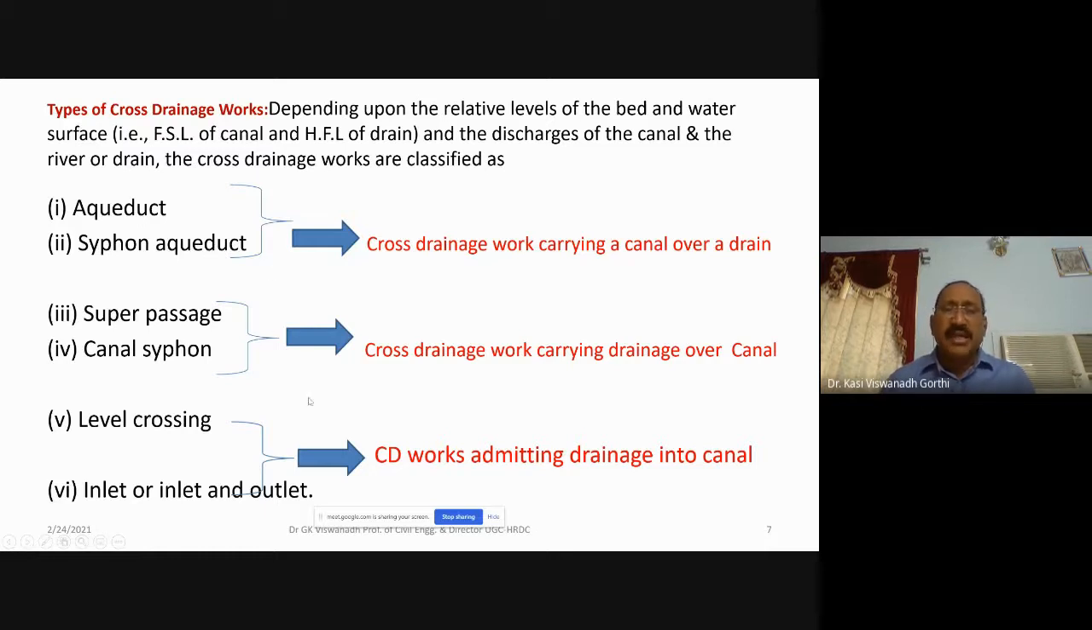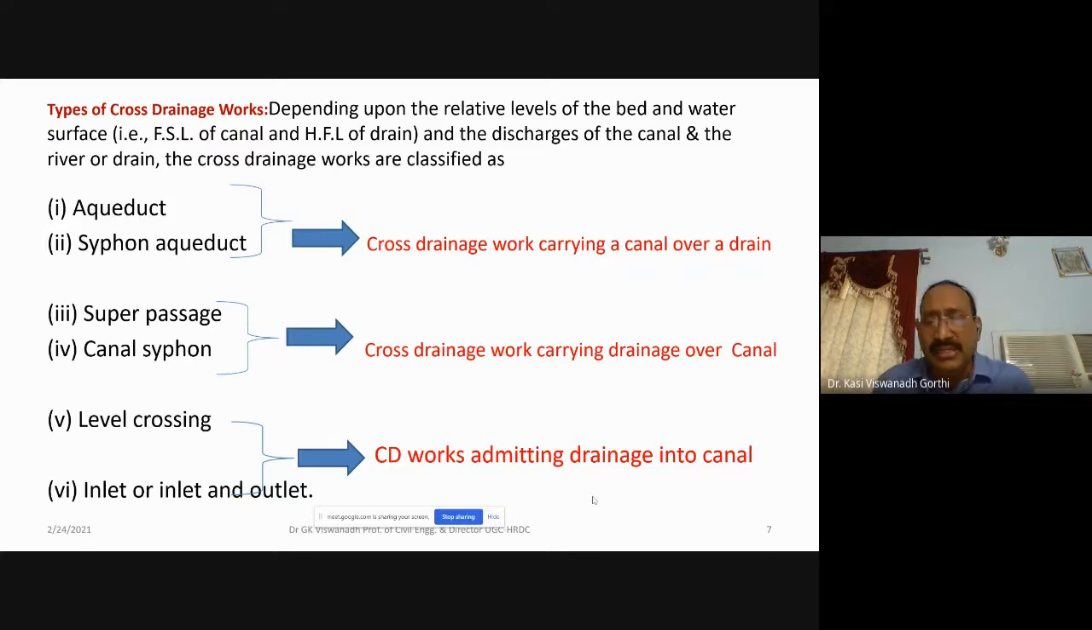you need to provide different types of structures. For example, an aqueduct or siphon aqueduct would be provided if the cross drainage work is carrying a canal over a drain. If the drainage is carried over the canal, then you have to provide the CD work, namely a super passage or canal siphon. The third category is cross drainage works admitting drainage into the canal. This is another typical case. You have a canal flowing across a drain, and there is a possibility that you allow the water of the drainage into the canal directly.